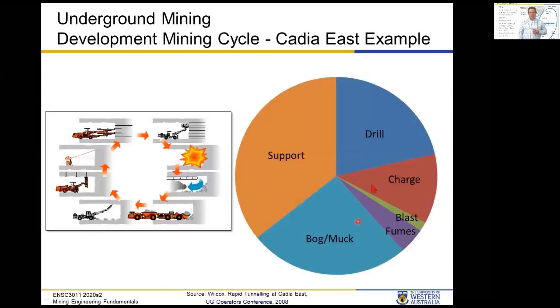So in the Cadia East example, you see most of the time is spent, well, not most, but the largest proportion is spent on ground support. That will vary. If you're in really good rock conditions, that might be down to 10%. And the mucking and bogging is significant, and the drilling is significant.